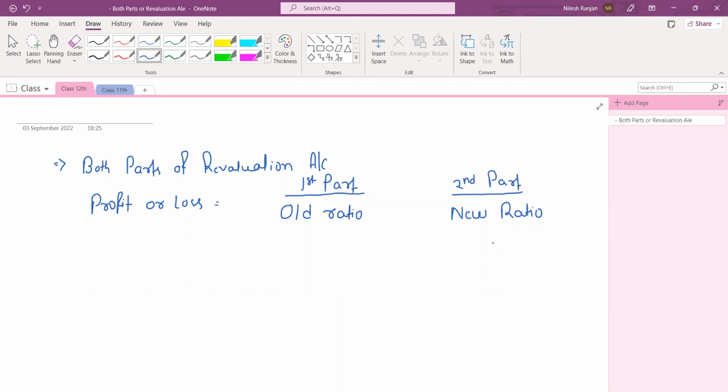Yes, sir. Before we move on to second part, that is memorandum revaluation account, I want to be sure that you know the revaluation account very well. So the memorandum is the opposite, right? So whatever is in the revaluation account, you have to write the opposite thing. Yes, sir. So if you understand better the revaluation account, then you can also understand the memorandum revaluation account. Let's take an example for this.